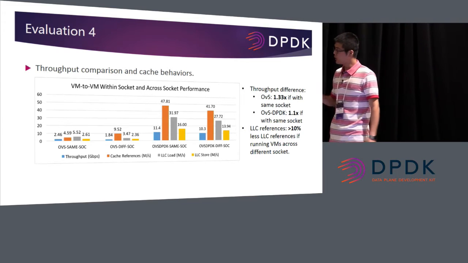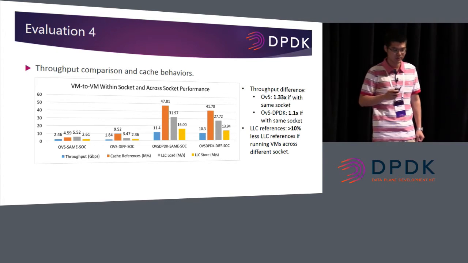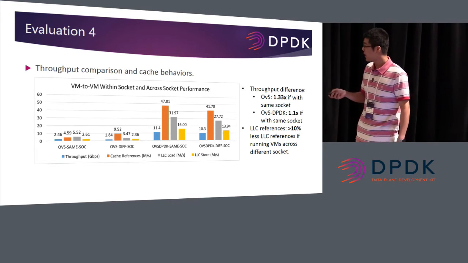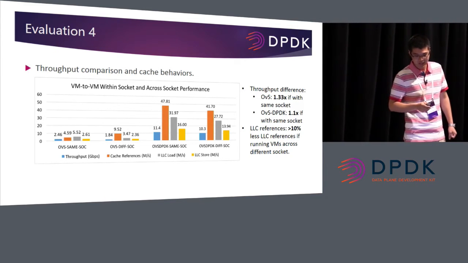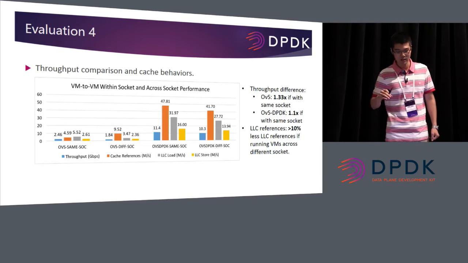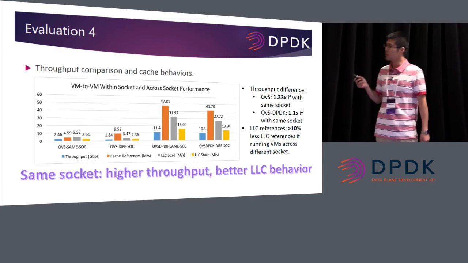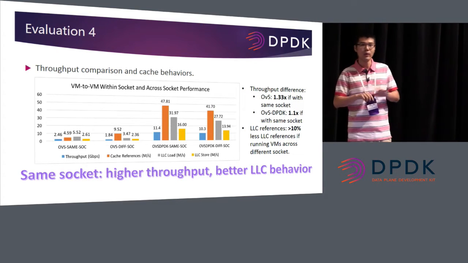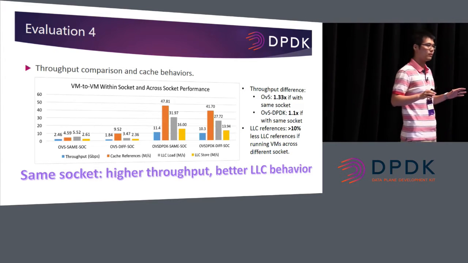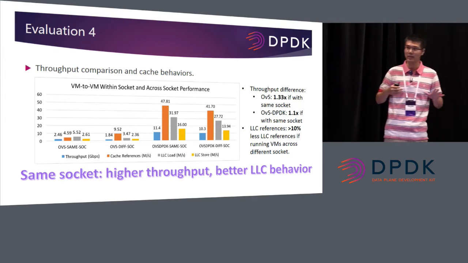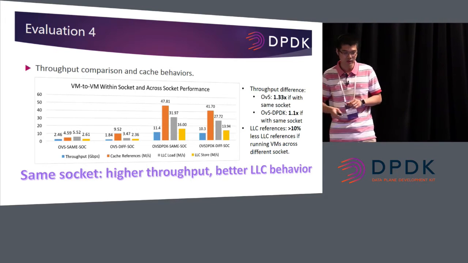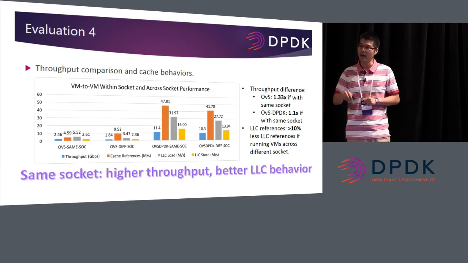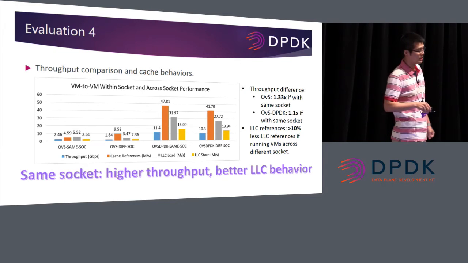Okay? And if we look at the cache reference, the LLC cache references, which is the gray bar and the yellow bar, we can see the cache references will actually be less if we are running on different socket. Okay? So I believe the key takeaway from here is if we have multiple socket platform, then a more widely used way is to run on the same socket if you have very high bandwidth communication. So for the same socket case, you will have higher bandwidth and also better LLC behavior.